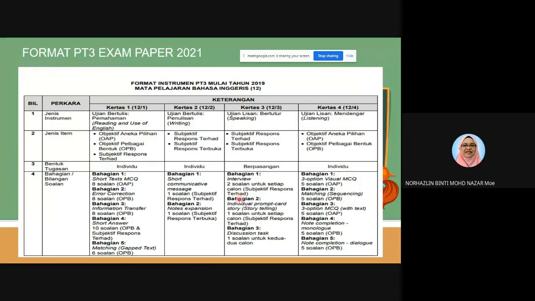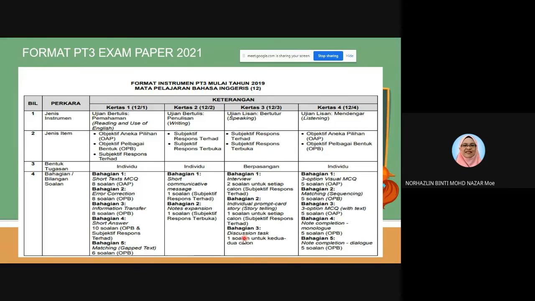Okay, and then section 2, berpasangan with your partner, right? You have picture, different pictures. And then student A starts first, describe the pictures. And then student B need to answer student A's picture. Macam itulah. You still remember the format? Even practice in the class lah, 2 years.